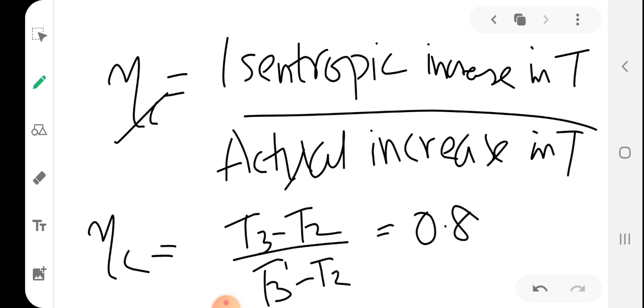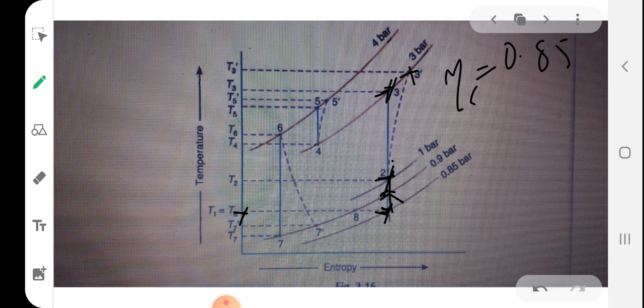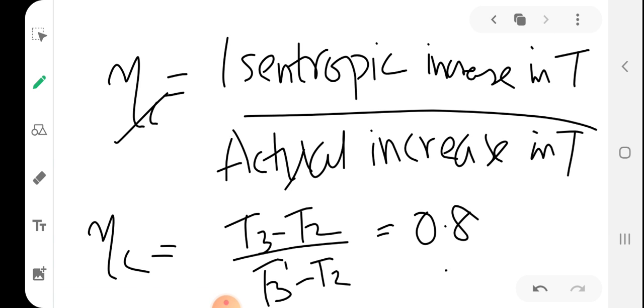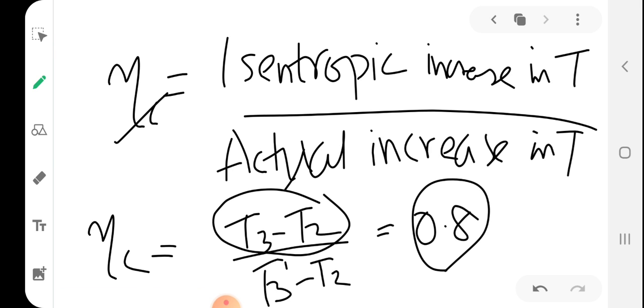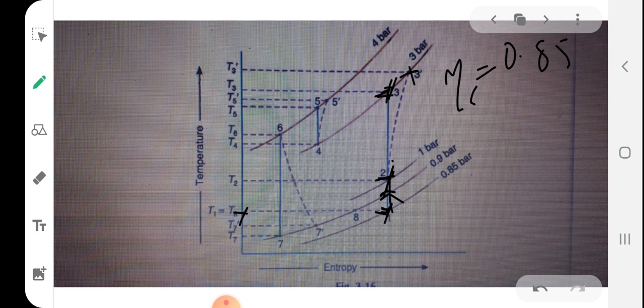So the isentropic increase in T is a lower value, because T3 minus T2 is less than T3 dash minus T2. So then only this will become less than 1. So lower value by higher value. But in the case of turbine, okay, I will explain when the turbine comes. Now you understood, right?